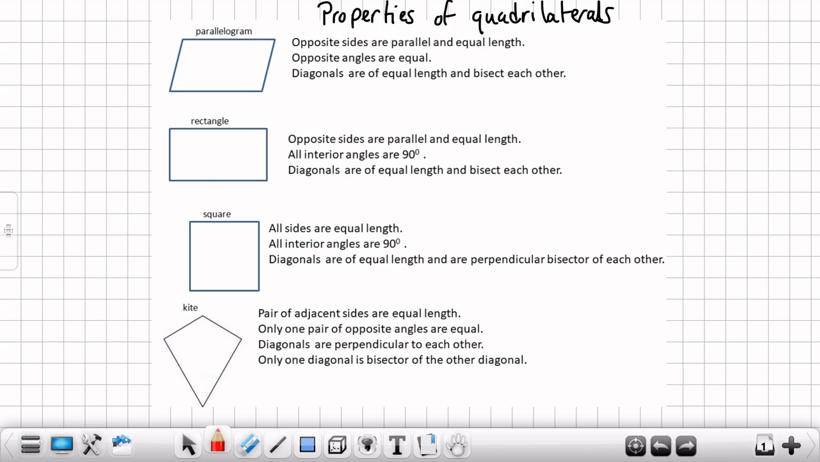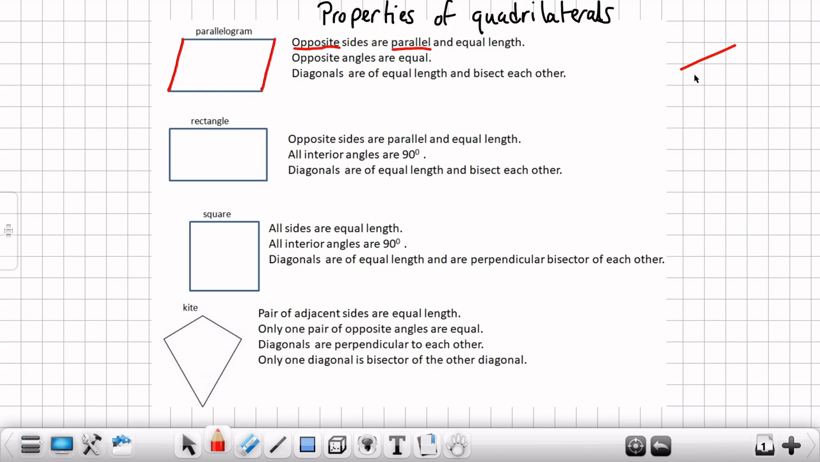I want to start off by only discussing the lengths, the sides of these four shapes over here. Start off with the parallelogram. It says opposite sides are parallel and of equal length. So for example here, this side over here is opposite this side over here. They're opposite one another. So the parallel, meaning what? These two sides are running like train tracks.